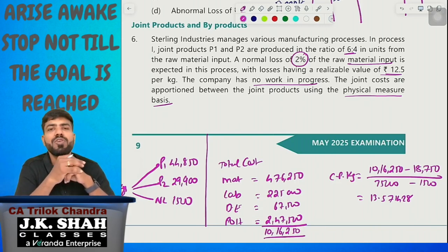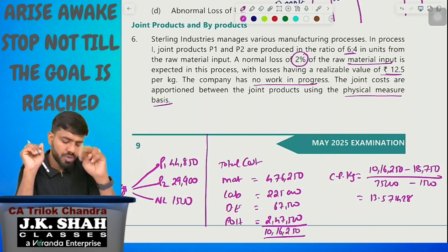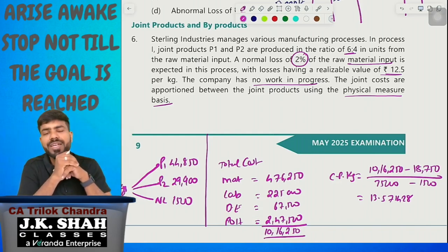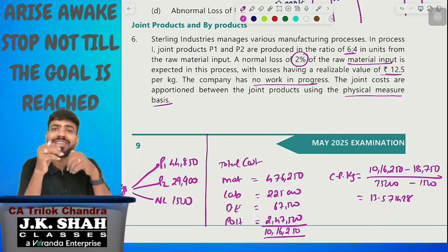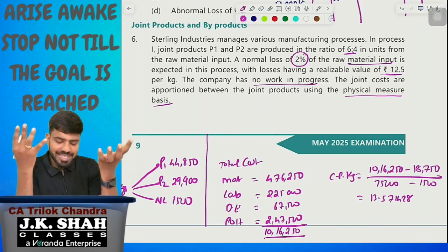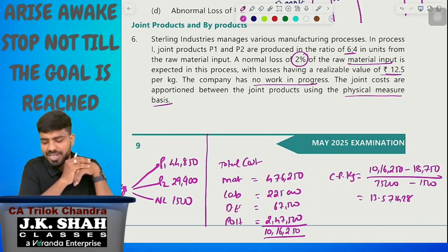What is happening? They are doing one joint process where they are getting two products, product 1 and product 2, in the ratio of 6:4. Apart from that, they are getting some normal loss. What is the normal loss? The expected loss is 2% of the input, and they're expecting scrap income. How much is the scrap income?